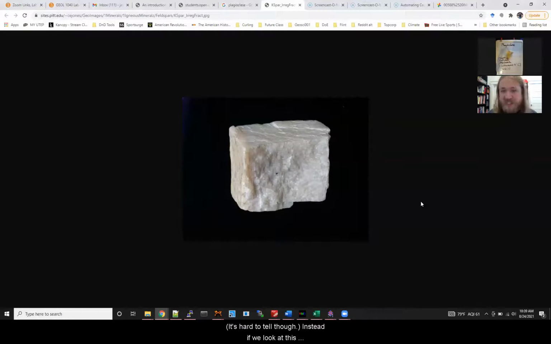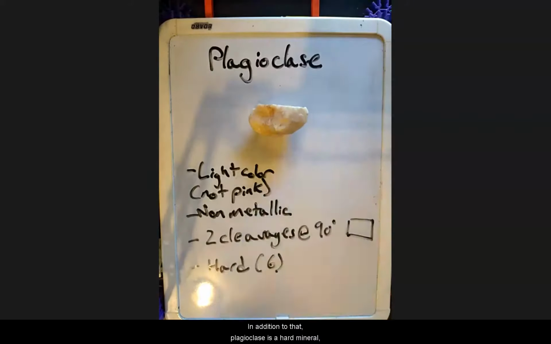Instead, if we look at this image here, this is an image of plagioclase, a really well-formed crystal with one flat face and then a second flat face, so two cleavage planes, and they meet at a 90-degree angle. And then this third face over here is rough. It's not actually a cleavage face. It breaks very unevenly along that face. So two cleavages at 90 degrees in plagioclase. In addition to that, plagioclase is a hard mineral, just like most of the other silicates, except for the micas.